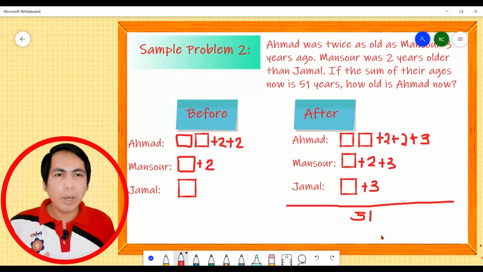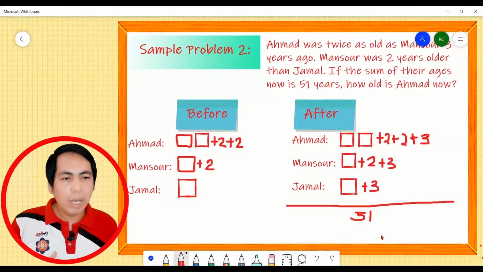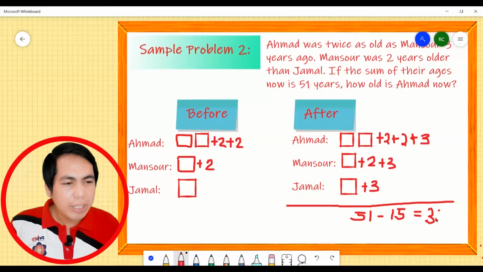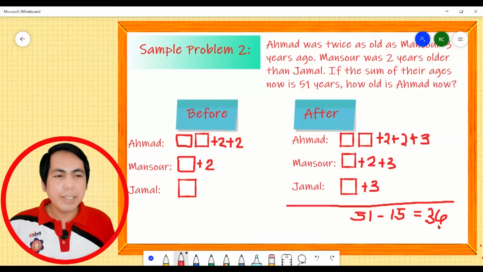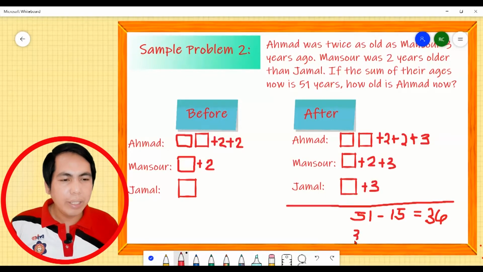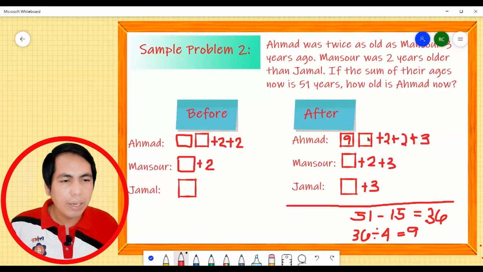So before we identify the value of each of these 4 empty boxes, we have to take away first 15 from 51. So 51 minus 15 will give us 36, meaning this 36 will be distributed equally to the 4 boxes that are equal in size. So we divide 36 by 4 to give us 9. So the value of each of these 4 boxes is 9. So this is 9, 9, 9, and 9.